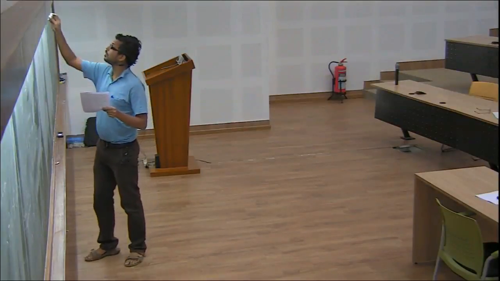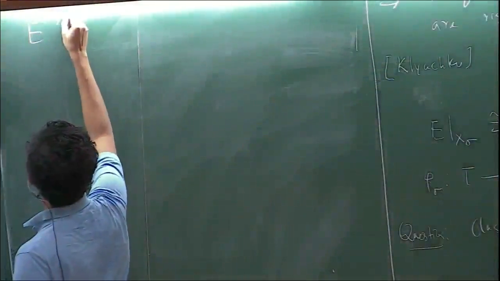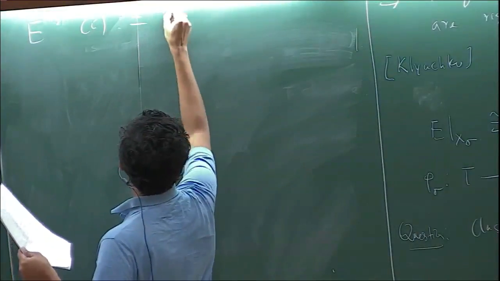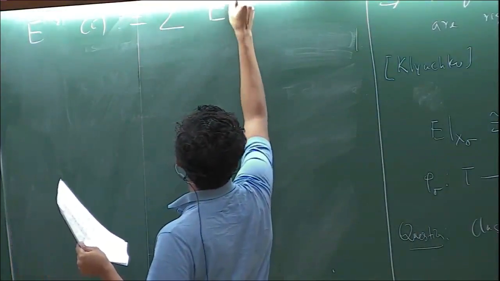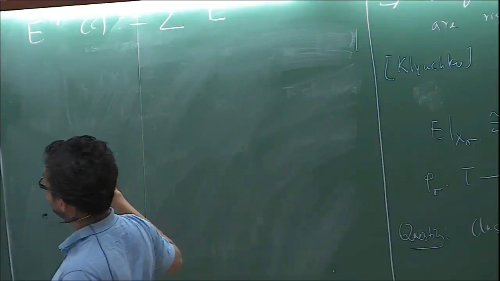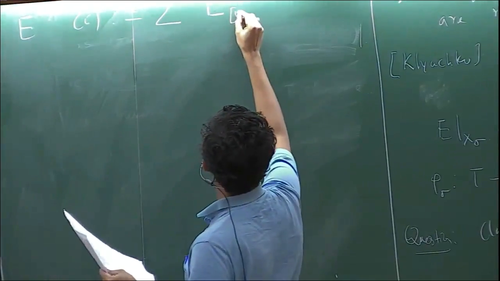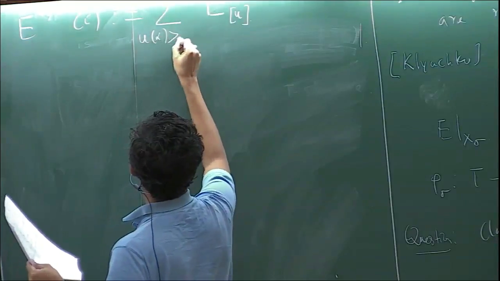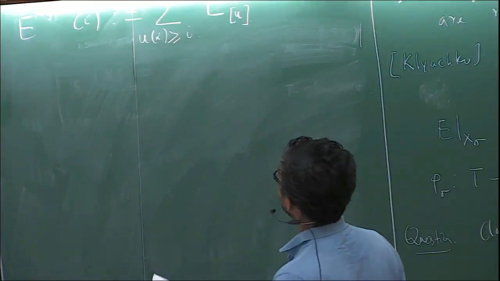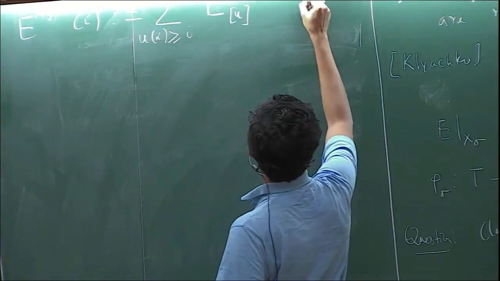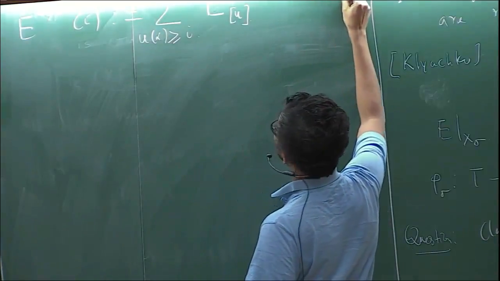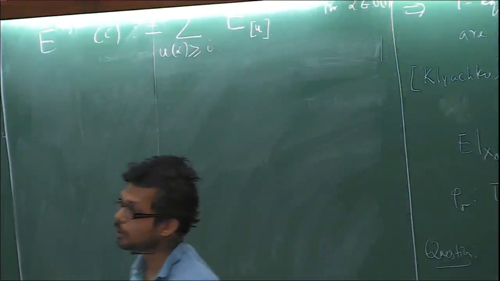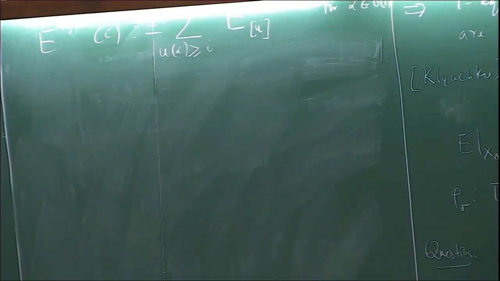Define E alpha sigma of I to be the direct sum of E sigma U, where U alpha is greater than or equal to I. So this is for each alpha belonging to sigma 1.